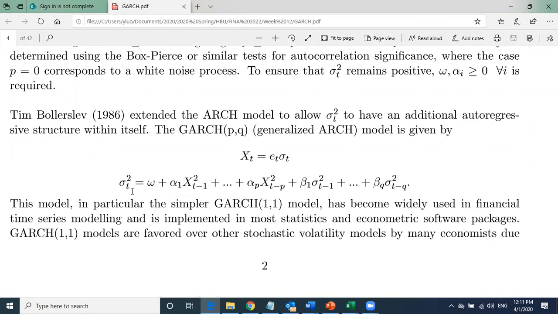So the current stock volatility is only affected by the previous day's stock return and the previous day's volatility. So it only lags one time period. It does not consider the effect from the previous week, previous month, or something like that. Okay, only the one day in the past.